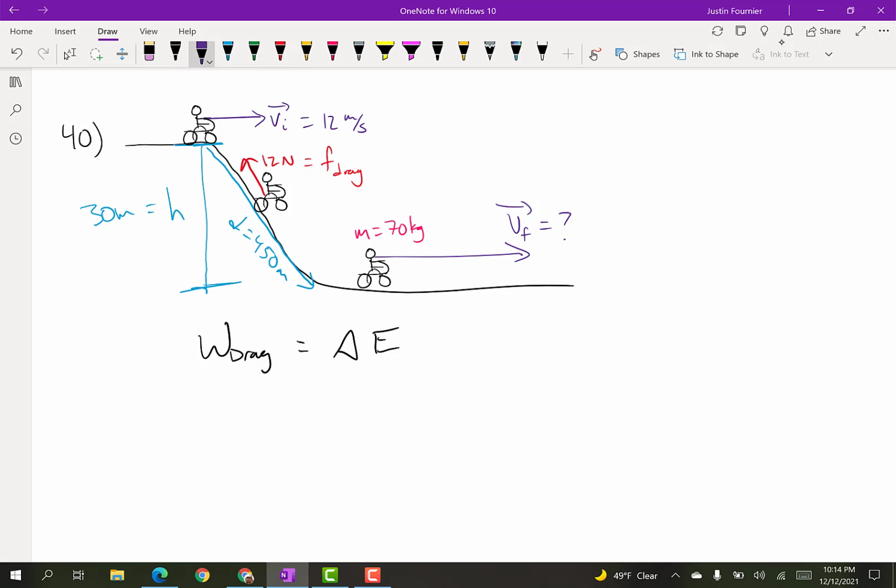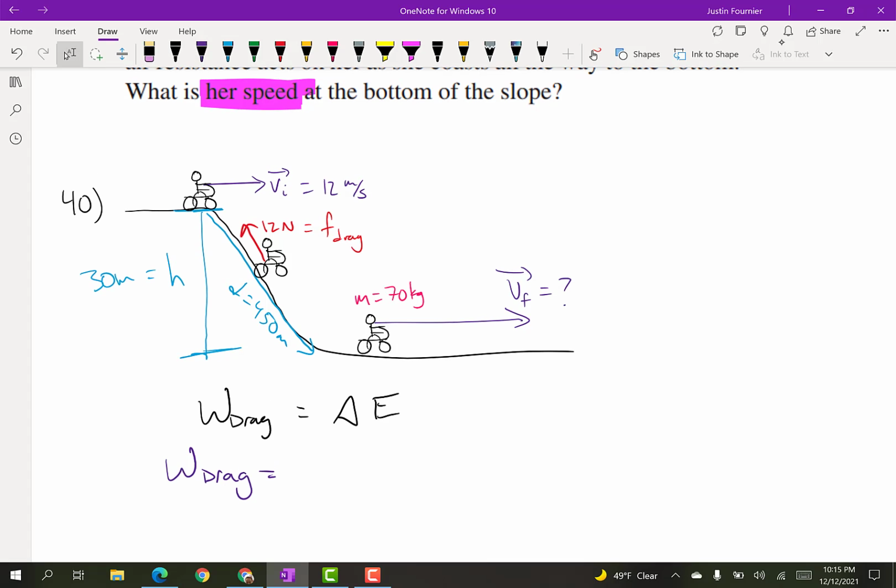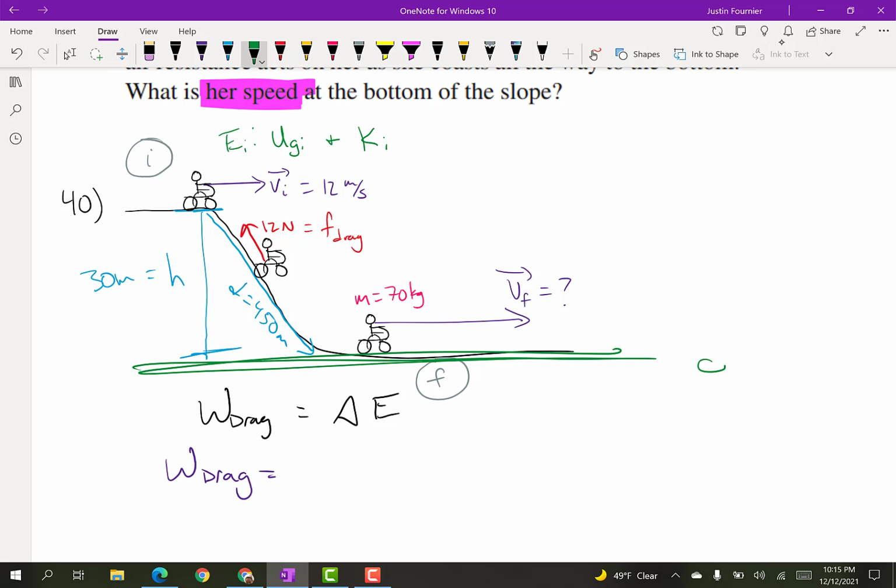So the work done by the drag force is going to equal the change in energy of the system. There are two types of energy. I'll call this my initial moment and this my final moment. At the initial moment I have gravitational potential energy and kinetic energy. If I consider this to be my zero mark, my energy at the end is really just kinetic energy. And some work is done by the drag force, taking mechanical energy out of the system.